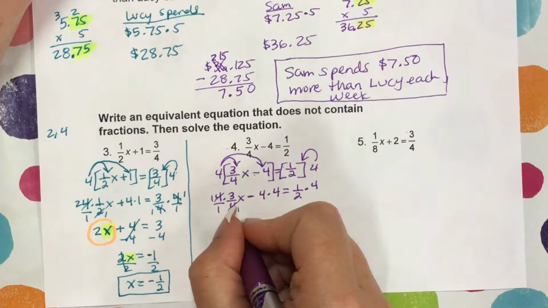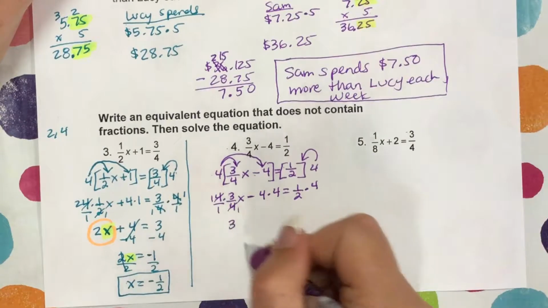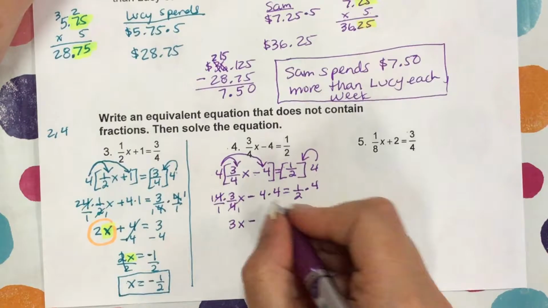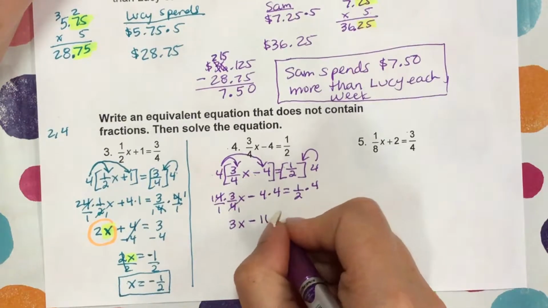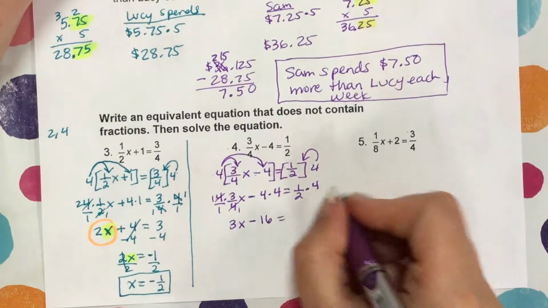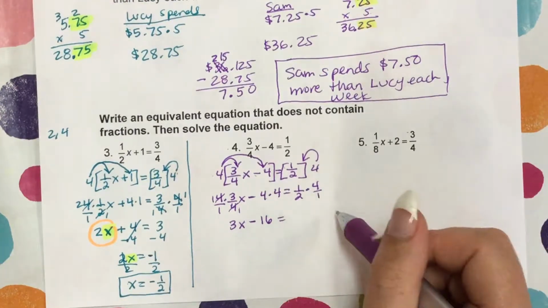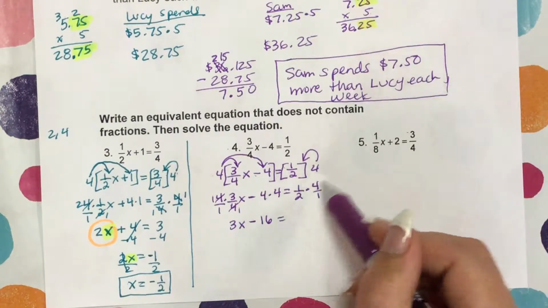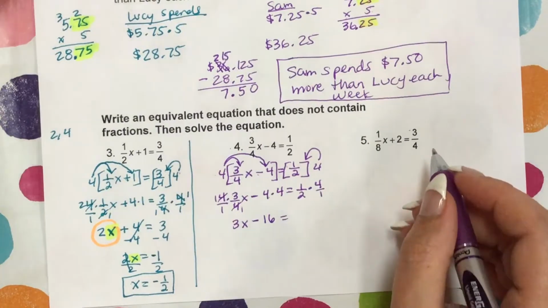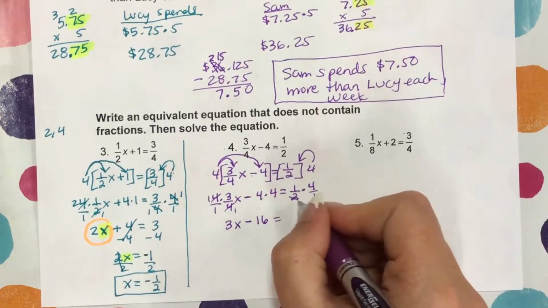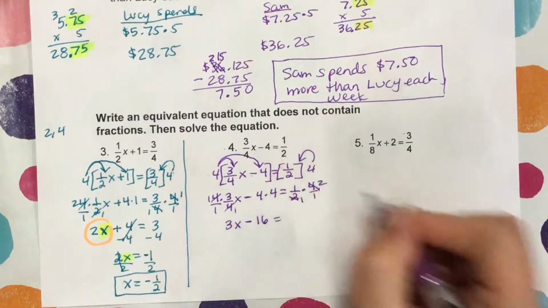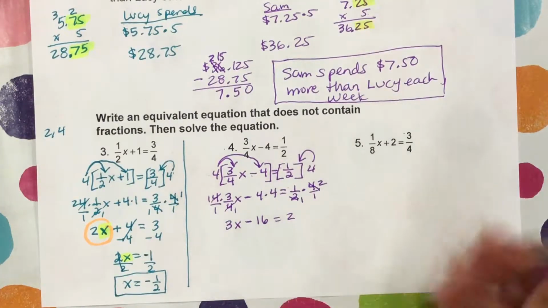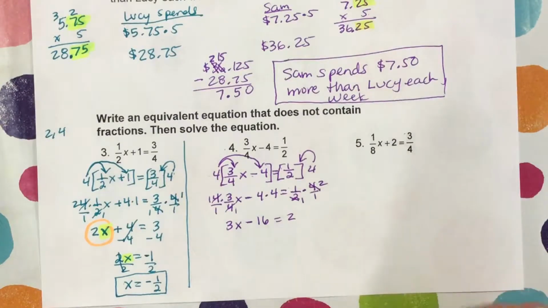1 times 3 is 3, and 1 times 1 is 1. 3 over 1 is the same thing as 3. I'm going to leave it as 3. 3x minus 4 times 4 is 16 equals 1/2 times 4. I'm going to make it 4 over 1. Now I'm going to multiply these fractions by first looking to cross cancel. Is there a common factor between 2 and 4? The answer is yes. 2 goes into both. 2 goes into 2 one time. 2 goes into 4 2 times. Then I multiply across. 1 times 2 is 2. 1 times 1 is 1. Boom. 2 over 1 is the same thing as 2.